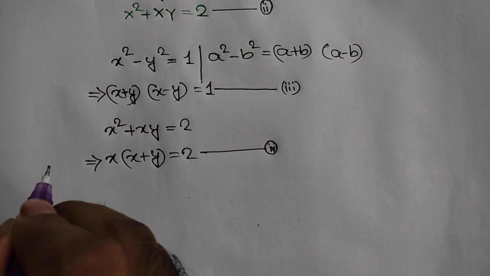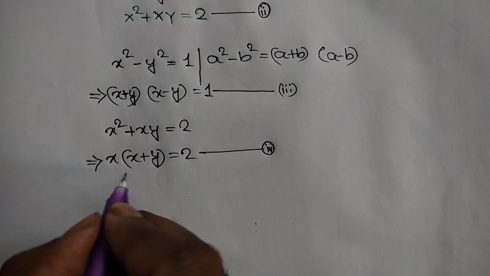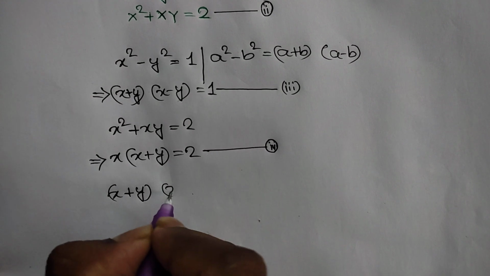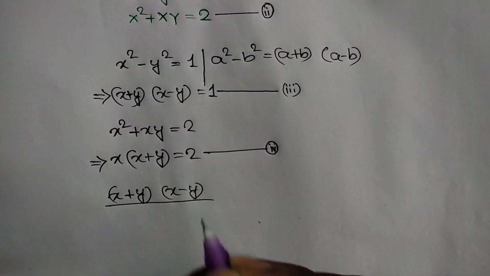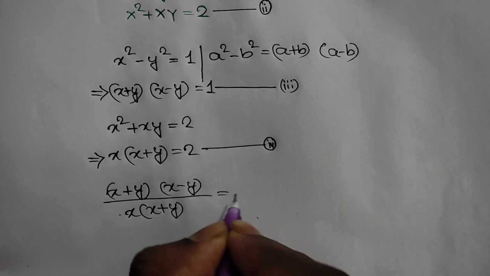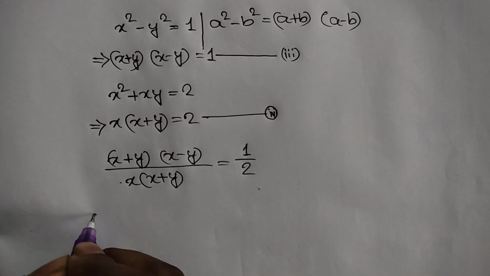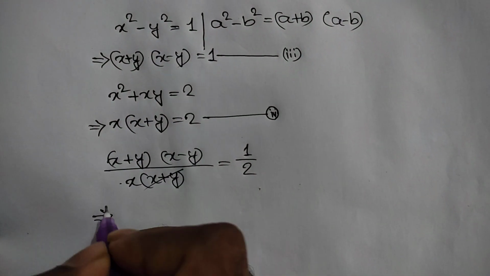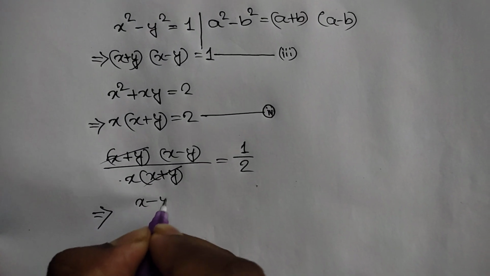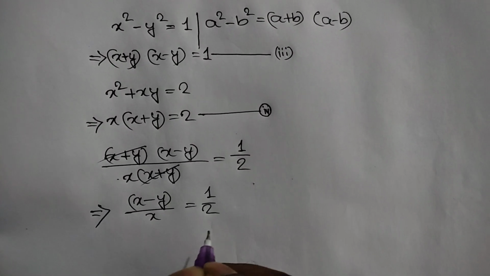Now if we divide equation number 3 by equation number 4, we will have x plus y times x minus y over x times x plus y is equal to 1 over 2, or this x plus y cancels out this x plus y, so it will be remaining x minus y over x is equal to 1 over 2.